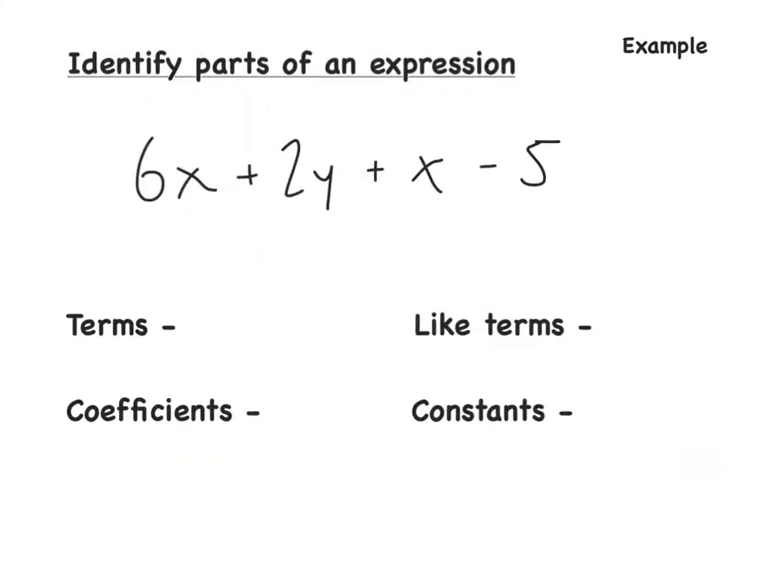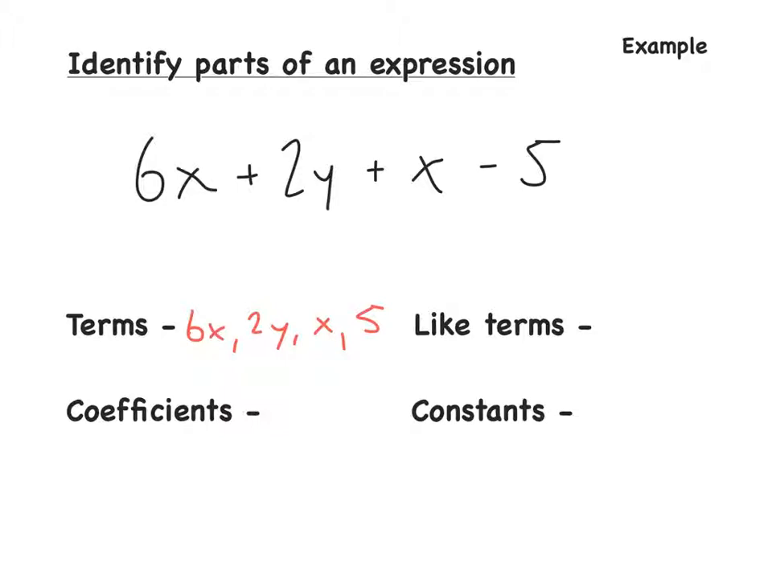Now we're going to go back to our vocabulary. We are going to identify the parts of the expression. If we focus on this expression here, we have 6x plus 2y plus x minus 5. So what are our terms? We have 4 of them. We have 6x, 2y, x, and minus 5. So these are our terms.